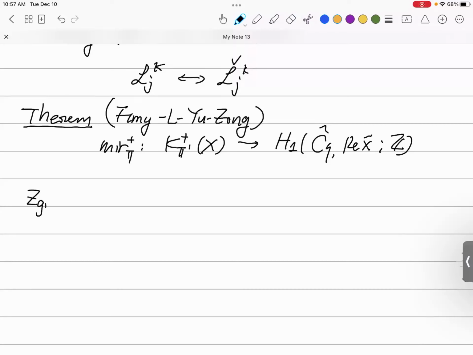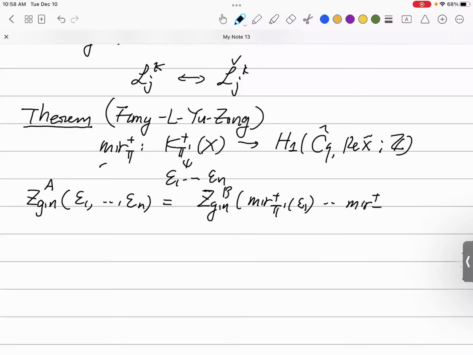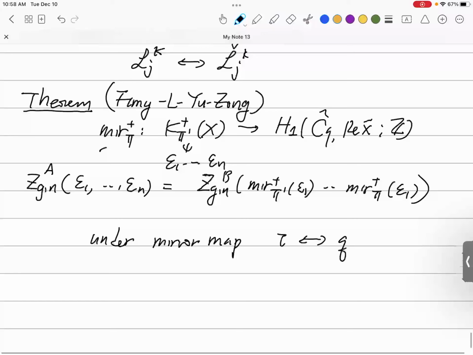So then we define this GN, and this is equal to this under the mirror map, which relates tau on the A model side and Q on the B model side. And then we also have a mirror map between the branes, and we expect it should be consistent with some version of homological mirror symmetry. Okay, so that's all. Thank you so much.